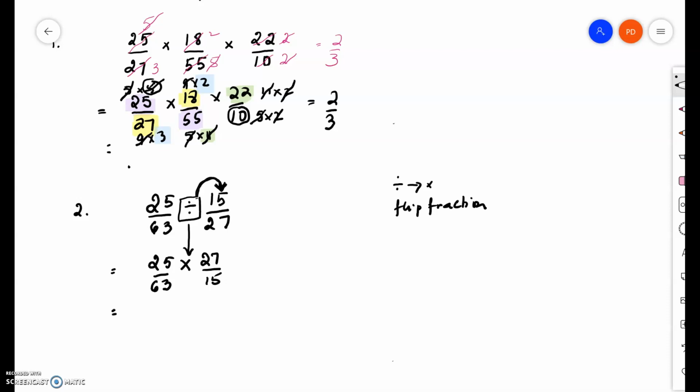9 is a common factor between 27 and 63. So 9 times 7 is 63. 9 times 3 is 27. The 9's get cancelled. 5 times 5 is 25. 5 times 3 is 15. The 5's get cancelled. The 3 and the 3 get cancelled, and this is equal to 5 over 7.